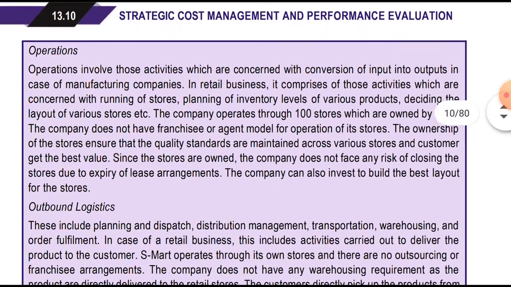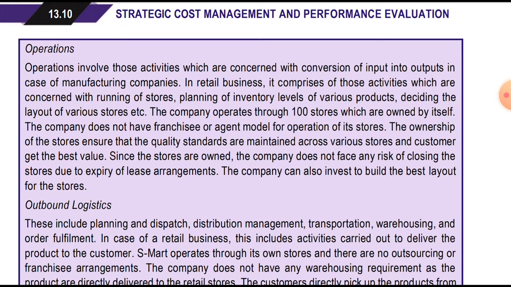In a manufacturing company it is production, but in retail business it comprises those activities which are connected with the running of the store: planning the inventory level of various products and deciding the layout of various stores. The company operates through 100 stores which are owned by itself. For the retail business, the store running is the operation itself.